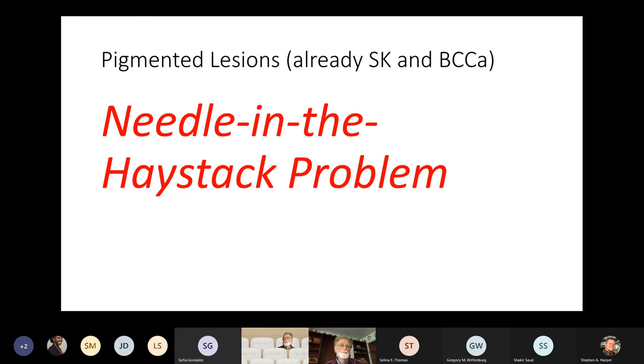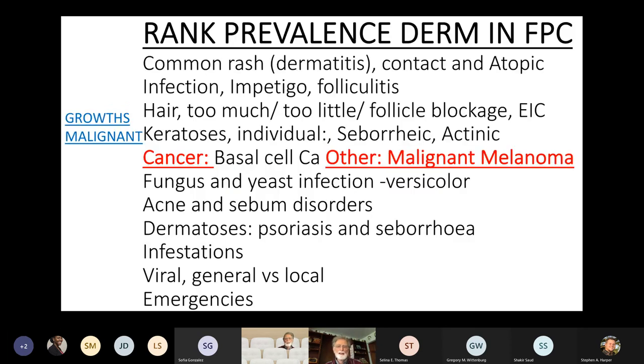The big thing and the thing that bugs me is the pigmented lesions. We've already talked about pigmented seborrheic keratosis, pigmented basal cells. But always in the back of our mind in dermatology is the possibility of melanoma. And the fact that there are so many other pigmented types, you've got the needle in the haystack. I'm going to spend most of my time talking about the haystack, just so you know what the denominator is. And for the numerator, you can go to DermNet NZ and take a look.